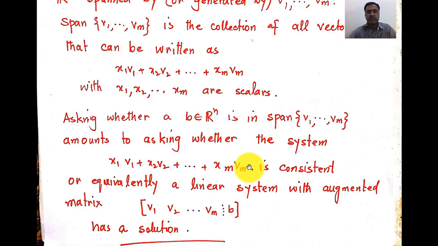Sorry, here B is missing: the system is x1 V1 plus x2 V2 plus up to xm Vm equals B. Or equivalently, as we discussed previously, we form the augmented matrix of this system, whose first column is vector V1, second column is vector V2, and the last column is vector B, and then we see whether the system represented by this augmented matrix is consistent or not.